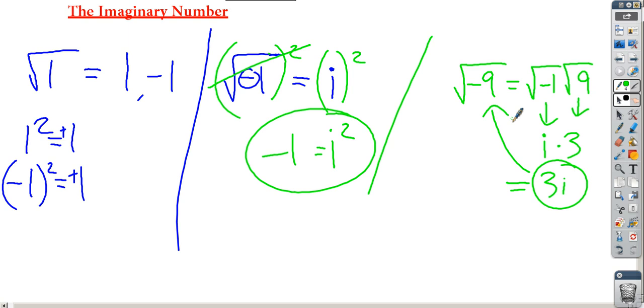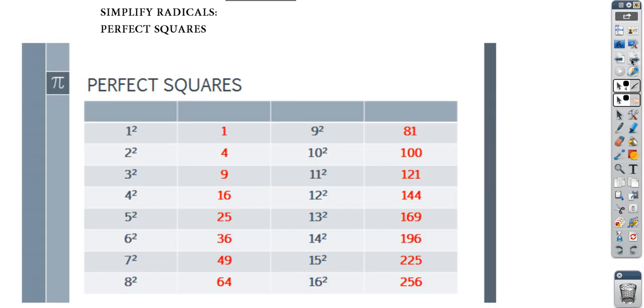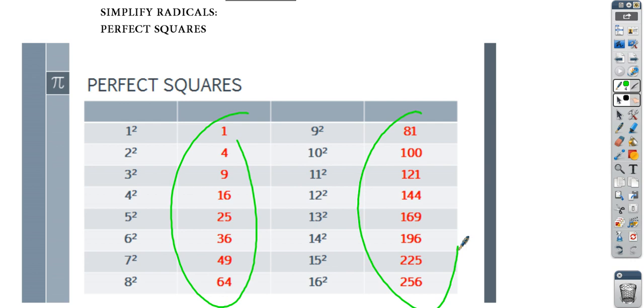So we'll talk about how to simplify square roots now. Unfortunately, they're not always nice even numbers like 9. They might be something like 18 or something that's not a perfect square. So we'll show you how to do that. First of all, what are the perfect squares? They're those numbers in red that you see listed here. They're numbers that you get when you take a number and multiply it by itself. So those are the squares, those red numbers.